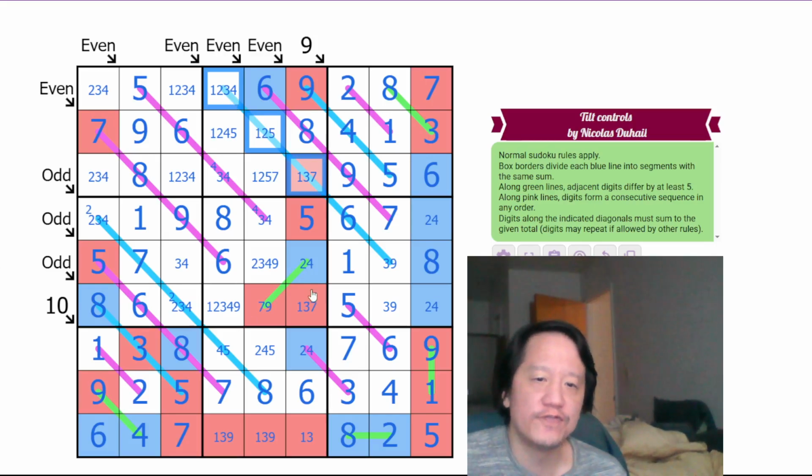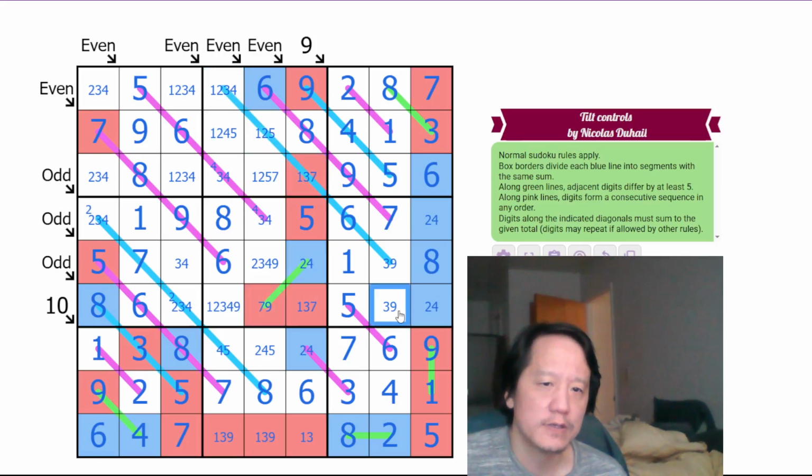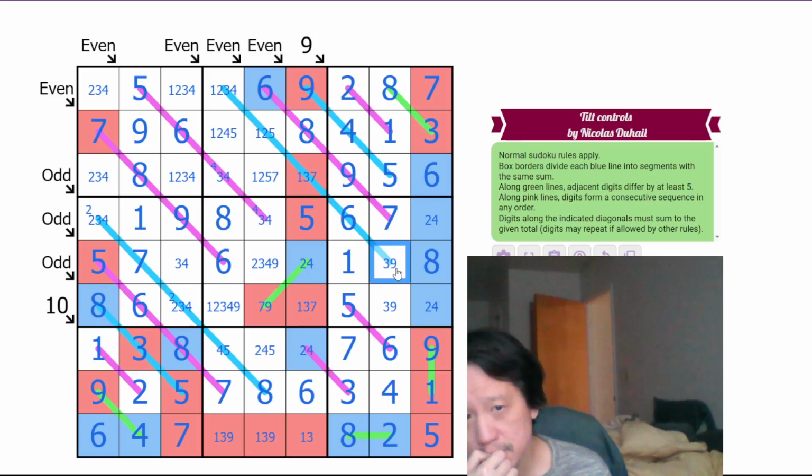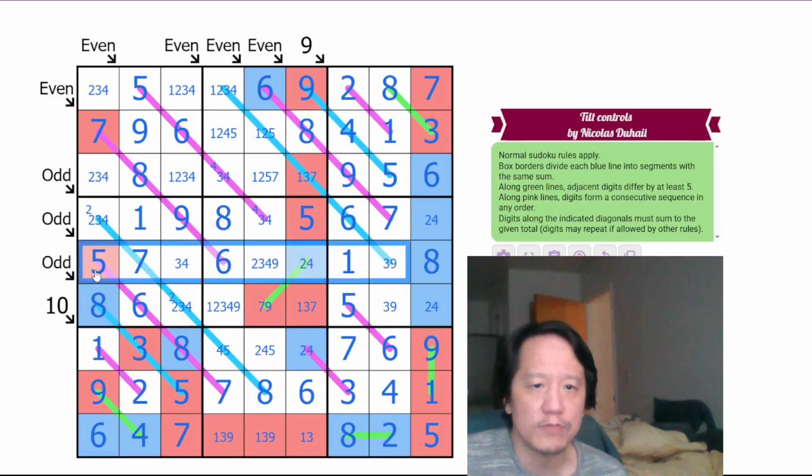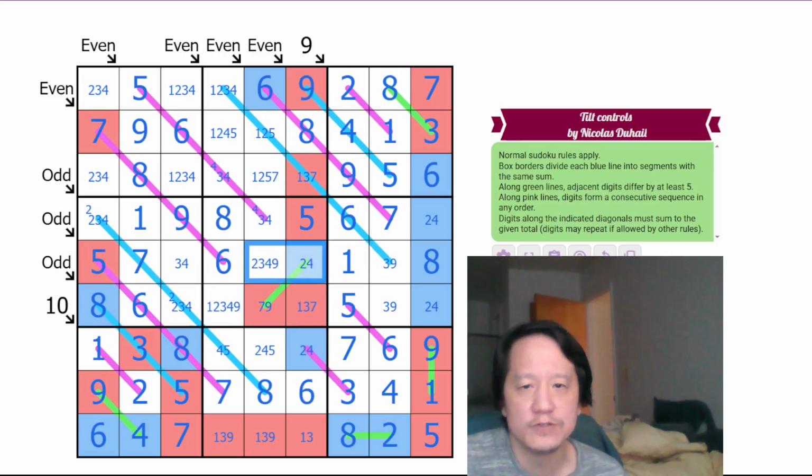If this is 4, that makes this a 9, which makes that 3, which would mean 9 is there. So that's fine. Where is 2 in row 5? It has to be one of these 2 digits. So that eliminates 2 in the rest of the box.